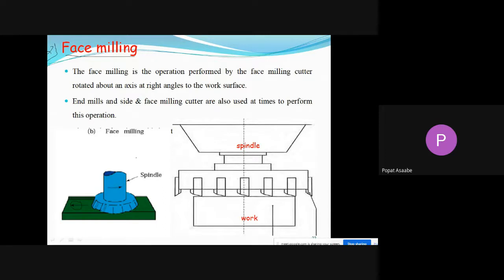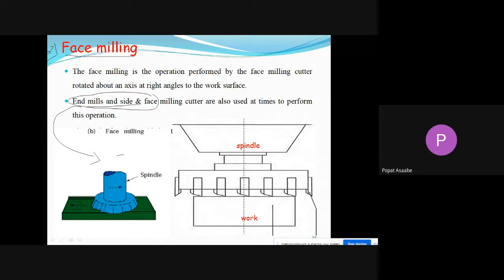In face milling you have to remember we are going to use the end mill and side or face mill cutter. Performing face milling means again producing the flat surface on the face of your workpiece. See, this is the one face, and suppose we want to produce this face flat. For this purpose we are going to use the face milling operation, and this face milling is carried out with the help of the end mill and side mill cutter. This is the cutter. These are the end mill and side face cutters.